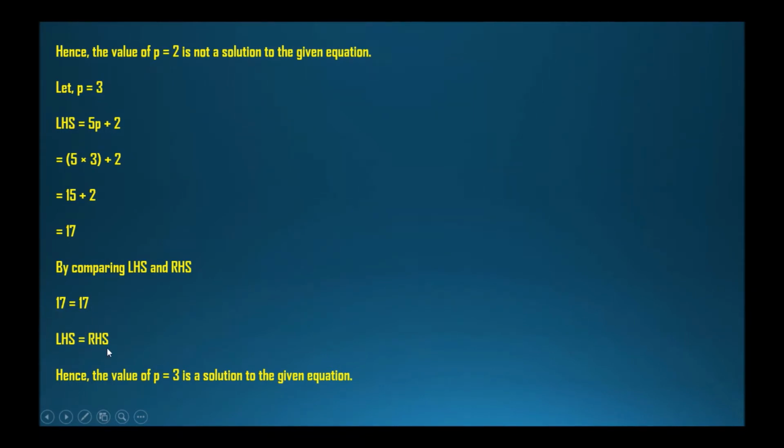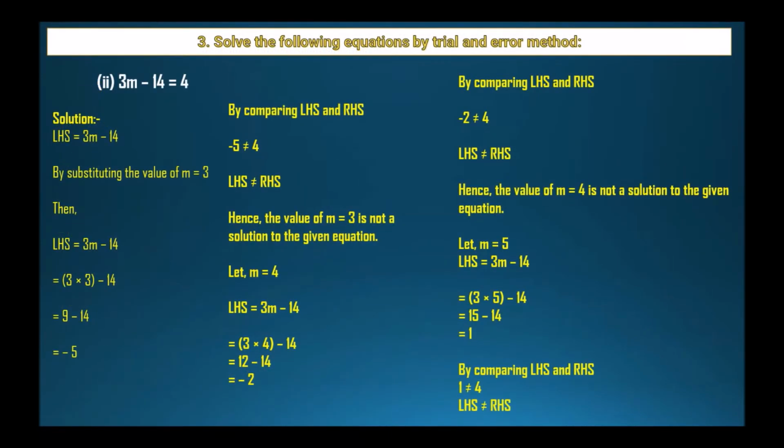Next equation is 3m minus 14 equals 4. LHS is 3m minus 14. By substituting the value of m equals 3, so 3 into 3 minus 14, so 9 minus 14, that is minus 5. By comparing LHS and RHS, we can say that minus 5 is not equal to 4. So LHS is not equal to RHS. Hence m equals 3 is not a solution to the given equation.